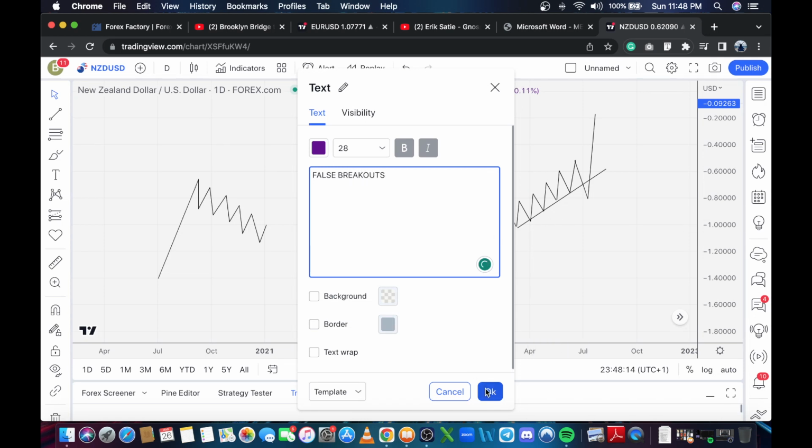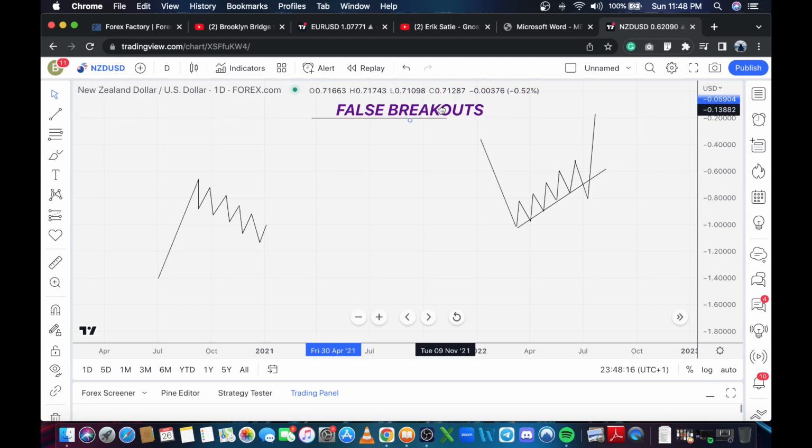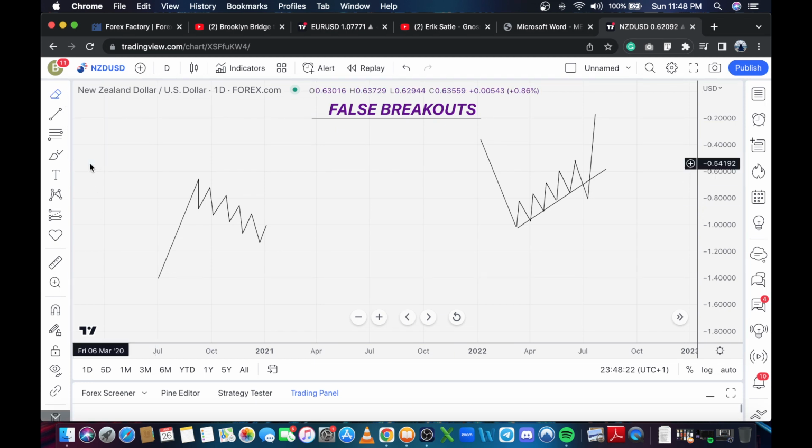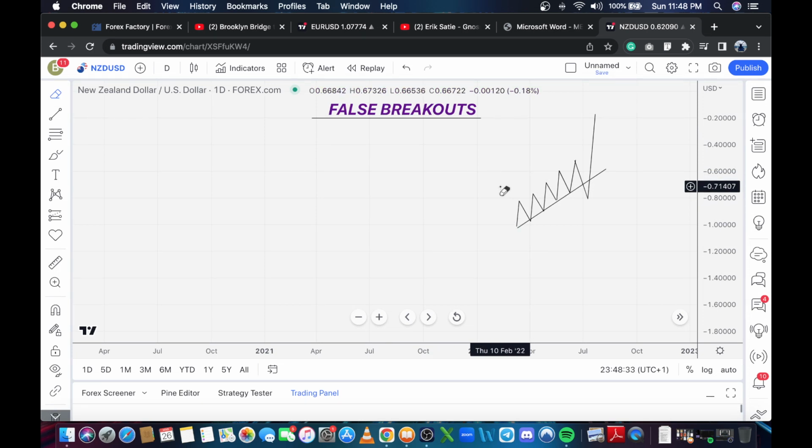False breakouts. Okay, let's talk about false breakouts, and that would be a segue into the AMD model. What are false breakouts? In price, the market is only doing two things. The market is either trending or consolidating. Okay, these are the two states of delivery the market is always going to be in. The market is always going to either be expanding or it is going to be consolidating.